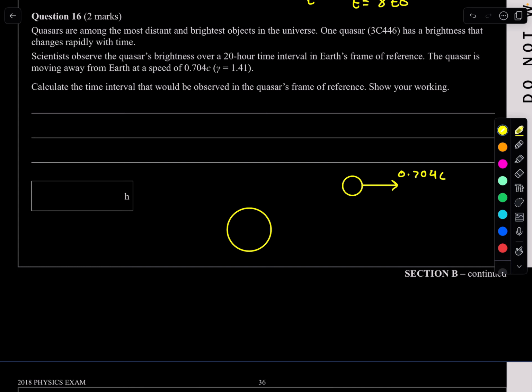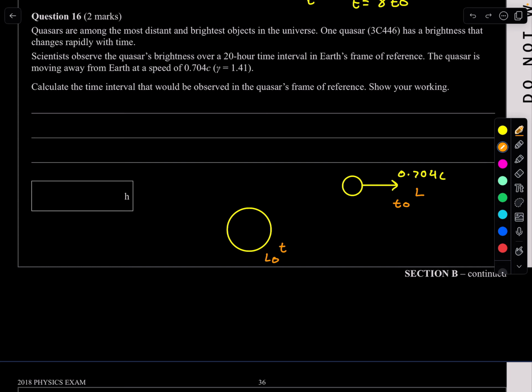Now, let's think about it before we do any calculations. If the quasar is moving at such a high velocity, in its frame of reference it's going to see length contraction. It's going to see the length in front of it being contracted, so it measures the proper length, and hence the proper time. Our Earth is measuring the dilated time, and the quasar's frame must be measuring the proper time.